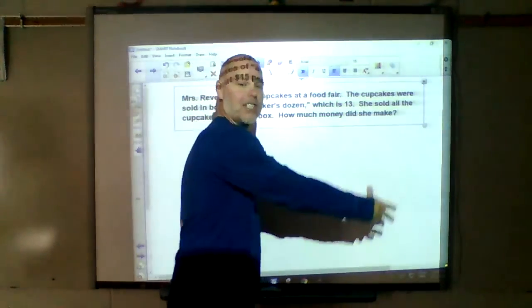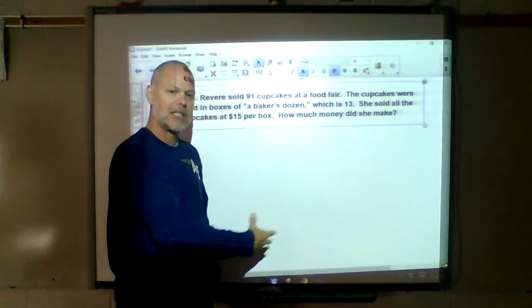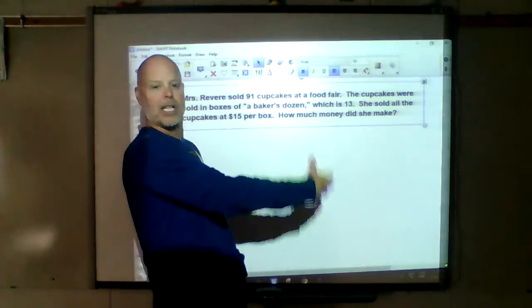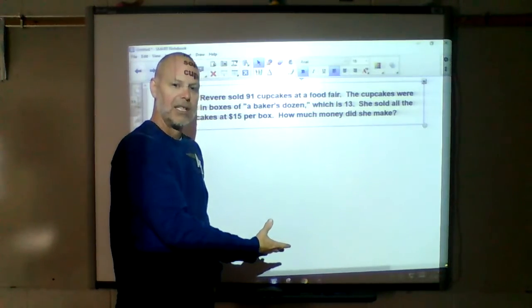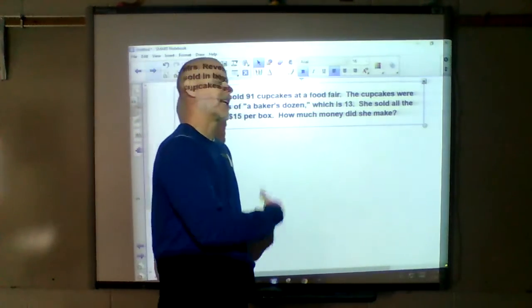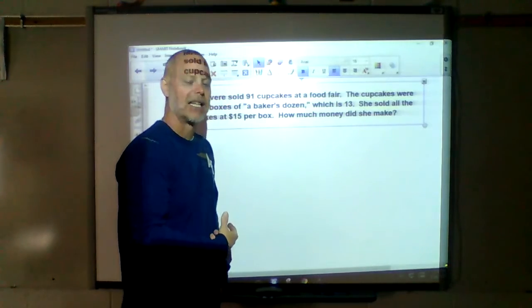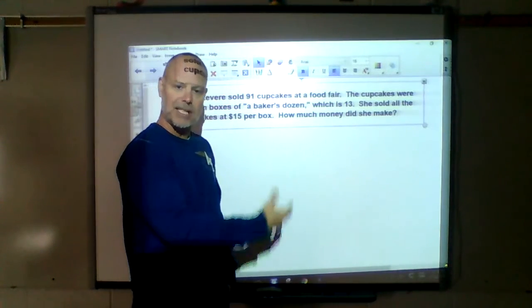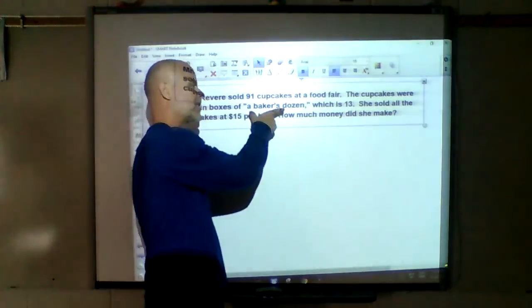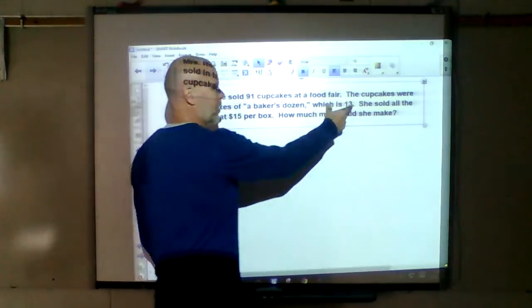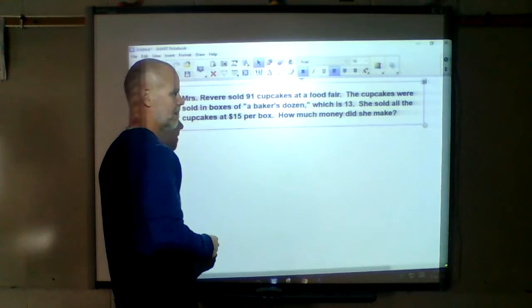They would give an extra donut in a box of donuts. They might give an extra cupcake. They called that a baker's dozen. They got one extra, okay? It was an effort to encourage people to come back to their place of business because they gave them more for their money, for their value. So a baker's dozen is actually 13, one more than a dozen.